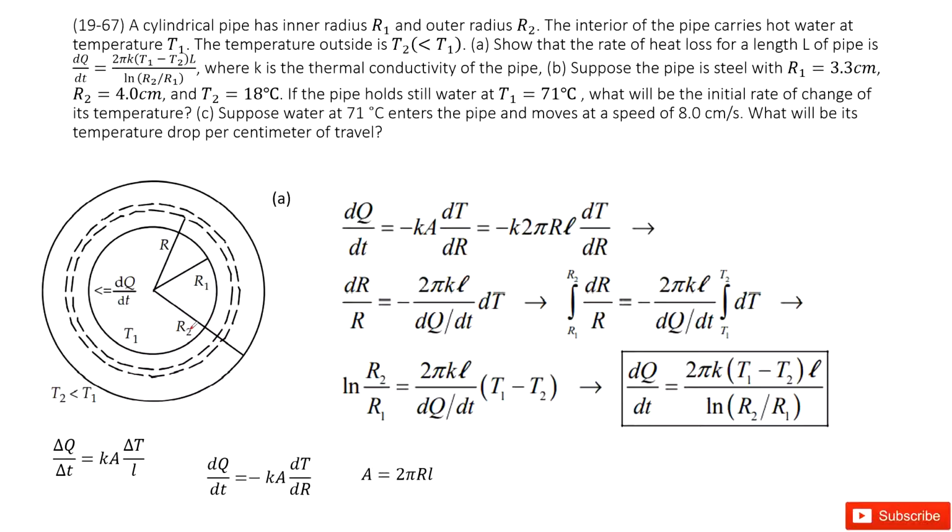The inside of this pipe has hot water. The temperature T1 is given. The outside temperature T2 is given. You can see T1 is larger than T2. First, we need to show the rate of heat loss for a length L of pipe is given by this equation, where K is a constant.